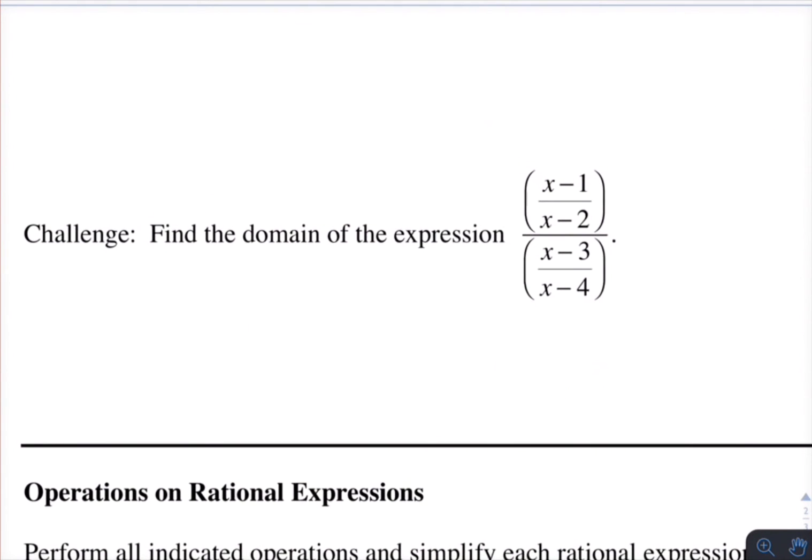So here's one to find the domain of. And notice you have a fraction within a fraction. So the first thing we notice is that x cannot be 2, because that would make the top fraction undefined. x cannot be 4, because that would make the bottom fraction undefined. And then if we consider the entire fraction as a whole, we see that x cannot be 3, because that would make the denominator 0, right? If x is 3, then that bottom fraction is a 0, and therefore our denominator would be 0. So the domain is everything except 2, 3, and 4.